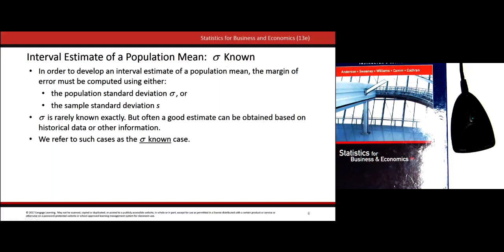the sigma known case. Sigma is the population standard deviation. S is the sample standard deviation. Sigma is rarely known, so a good estimate of sigma may be obtained from historical data. And we refer to those cases as the sigma known case.